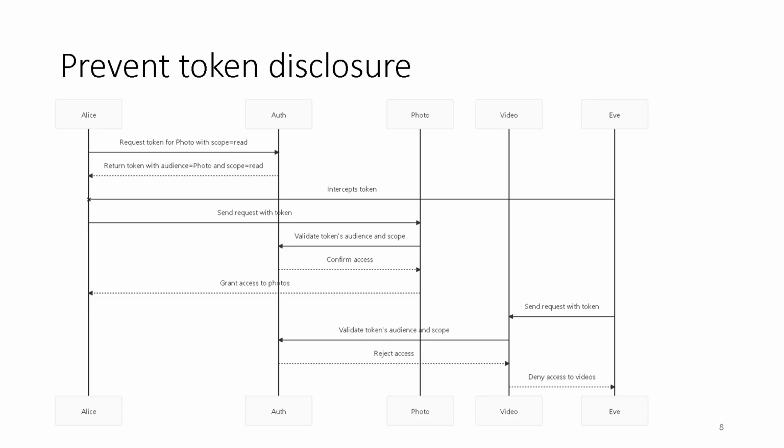It's very critical that the audience and the scope parameters are used to request and validate the access token, but they're not a part of the access token itself.